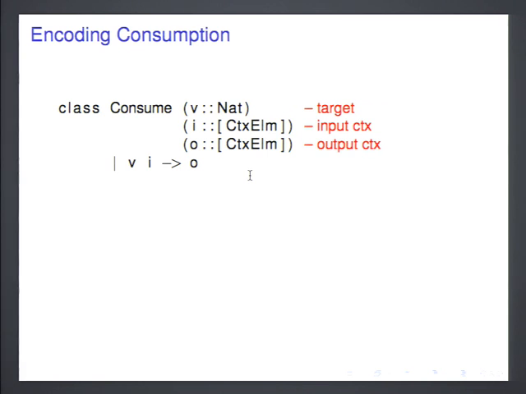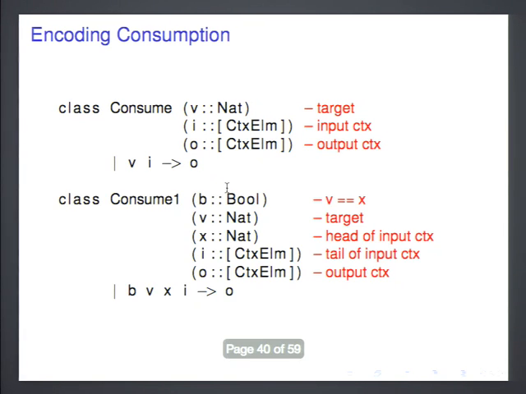The idea being that the output context is the same as the input context, except that the target variable has been consumed. Okay, and I'll need a helper class here, and this will just take a Boolean, and then the target, and then the head of the input context, and the tail of the input context, and then the output context. And I'll have to do this because I need to go through the context, but I need to case on whether or not the head matches.